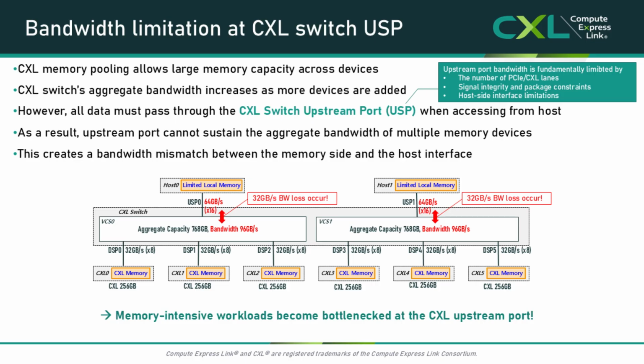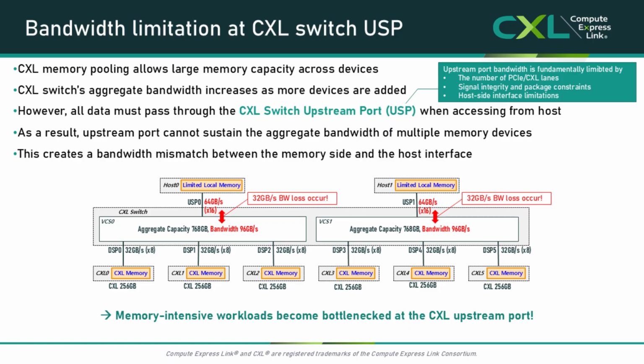But the upstream port can only deliver 64 gigabyte per second. This means 32 gigabyte per second of bandwidth is lost. It simply cannot pass through. And as we add more devices, this gap becomes even larger. For memory intensive AI workloads, this bottleneck is a critical problem.